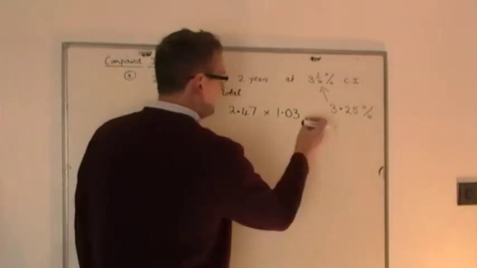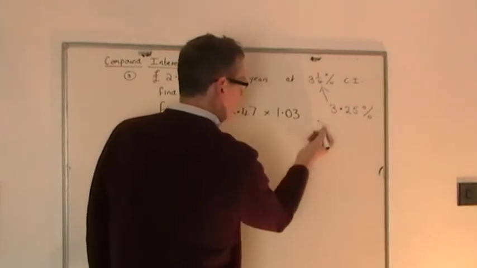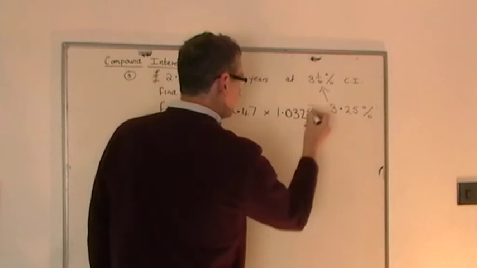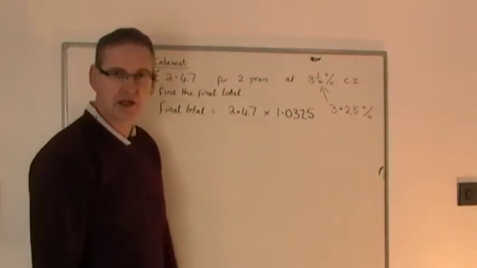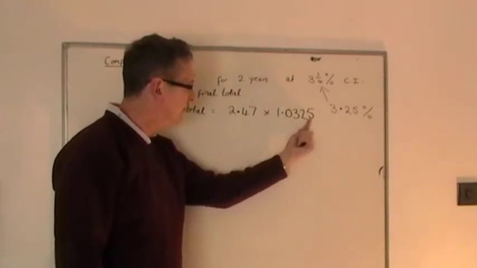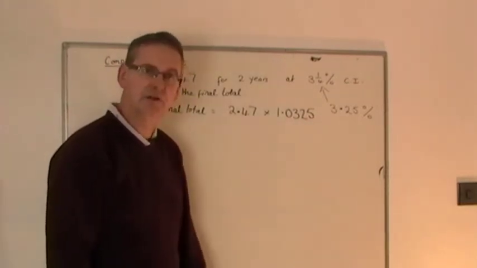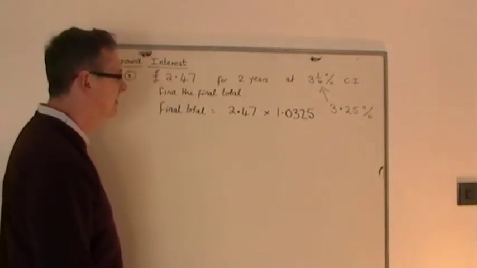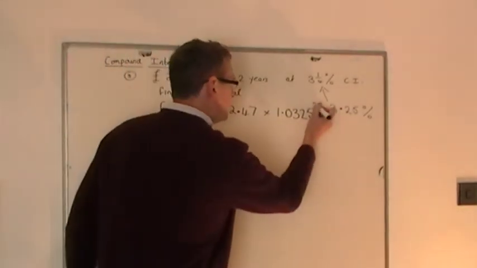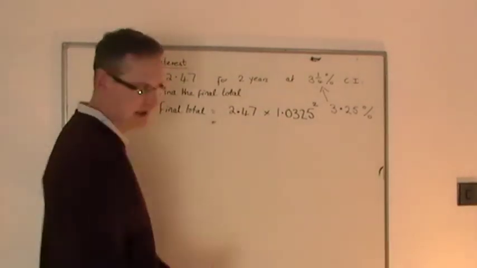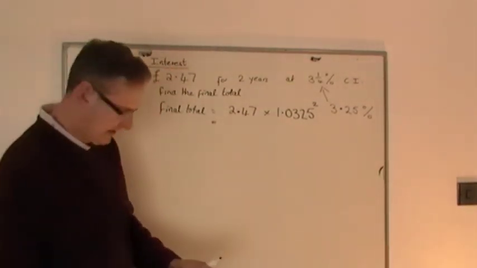So if you've got 3.25, well then you just carry the digits on, 325. So you write 1.0325. 0.03 is the 3, and then the 0.25% afterwards, 25. So that's a 3.25% increase. If you're doing it for 2 years, you just simply raise that to a power 2. So you reach for your calculator. There we go, let's do this very quickly.